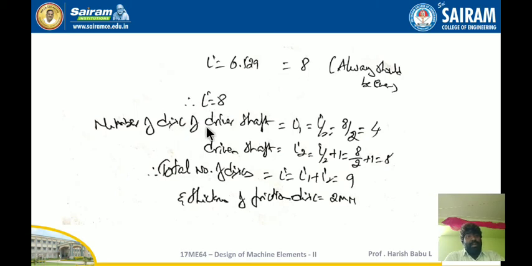So the number of discs on the driver shaft, i1, is equal to i by 2, that is 8 by 2, as 4 on the driver shaft. On the driven shaft it will be i by 2 plus 1, so 8 by 2 plus 1, it will be 5. So the total number of discs in the given clutch will be 9, and the thickness of the frictional disc I am going to assume as 2 mm. So that finishes the problems on single and multi-plate clutch.